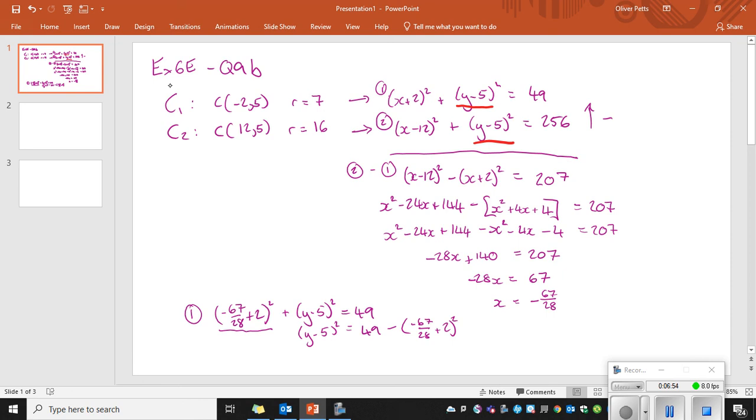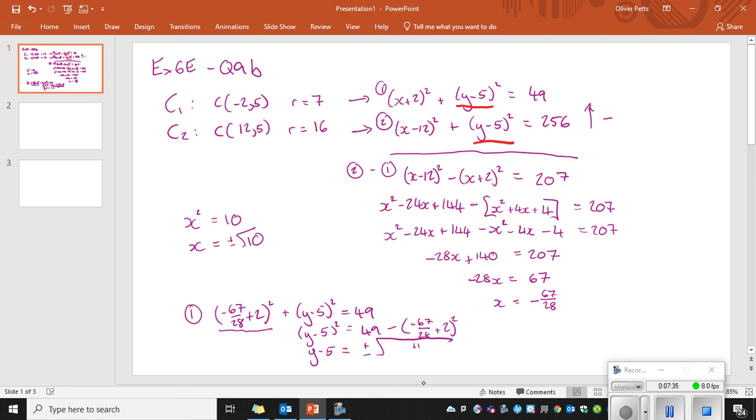And then I'm going to think about how I'm going to get y on its own. So to remove the square, I'm going to square root both sides. But just a little reminder, when we're solving things such as x squared is equal to 10, the result of solving that is actually 2 roots of 10, both positive root 10 and negative root 10. And in this case, it's exactly the same. So y minus 5 will actually equal plus and negative root of everything they've written above. So 49 minus, in brackets, negative 67 over 28 plus 2 all squared. All of that with a root over and then plus or minus.